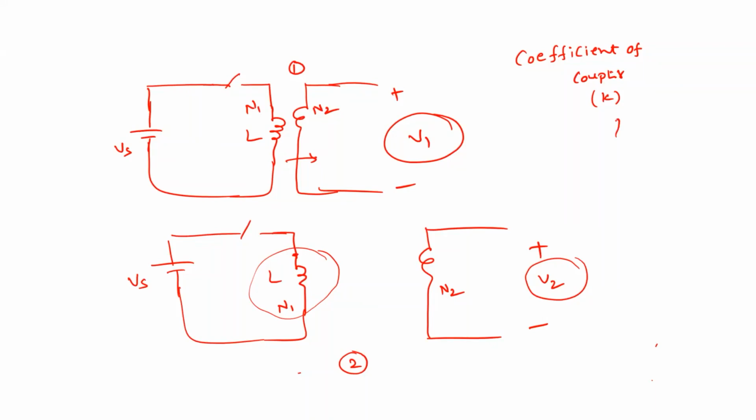Right. So here the K values range from 0 to 1. What does 0 mean? Magnetically isolated. And 1 means tightly coupled coils. The range of coefficient of coupling is 0 to 1.